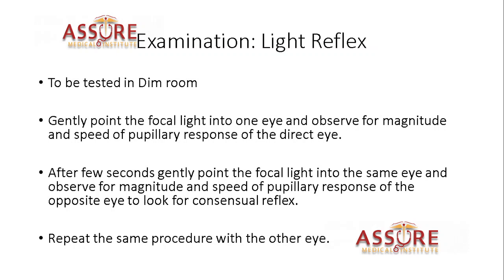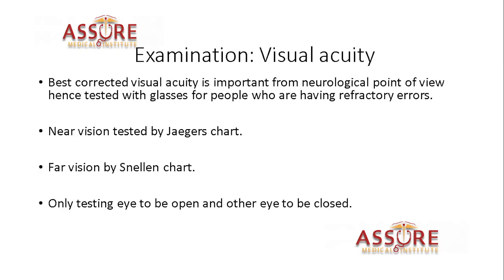Again, the magnitude and the speed of the pupillary response have to be noted, and you have to repeat the same procedure with the other eye. For example, you flash across the left eye, look for the direct response, give a few seconds' break, again flash across the left eye and look for the consensual reflex in the right eye. So this is the examination of light reflex.